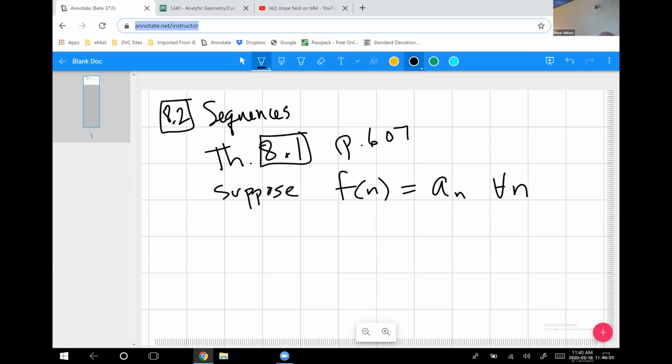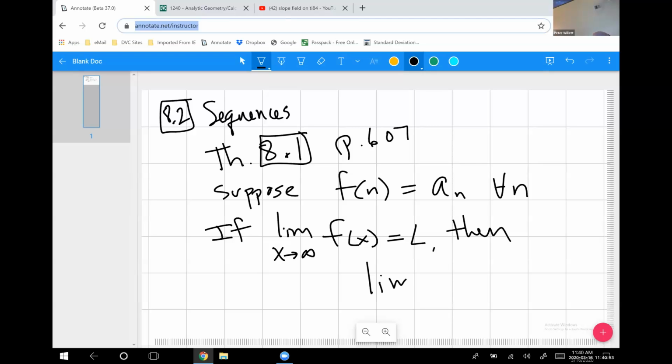But the function f is a function. Like normally you could write f of x and you could plug in anything you want. And in particular, the function agrees with the formula for what you would get for a sub n when you plug in integers. So then it says if the limit as x goes to infinity of the function is some number L, then the limit of the sequence is also L.